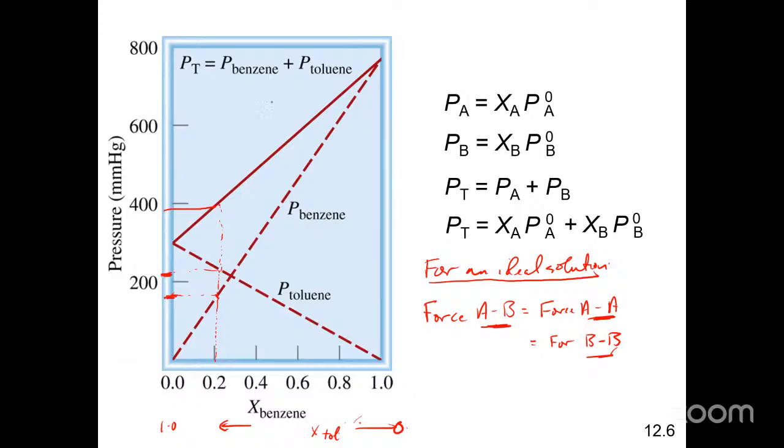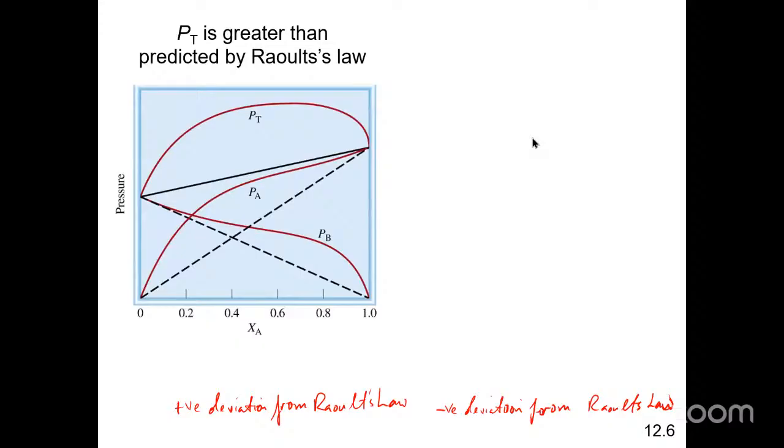Now, ideal means perfect, and we don't live in a perfect world. So most solutions will not display this particular type of graph. What is more likely to occur for most solutions of two liquids is what we call deviations from ideal solutions. So in this particular case, we're talking about a situation where, okay, this is the line representing the vapor pressure for one component in the mixture. This is the line representing the vapor pressure for the other component in the mixture.